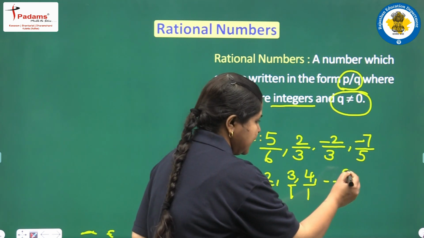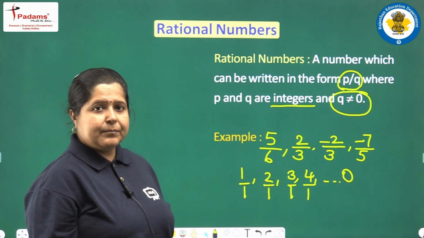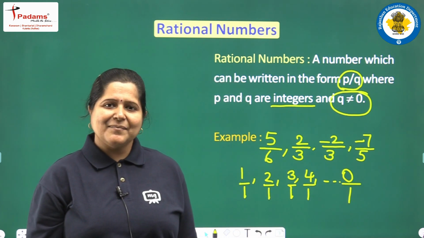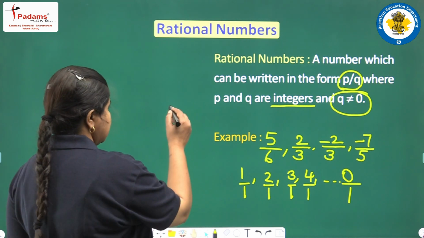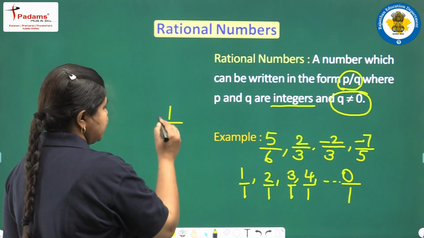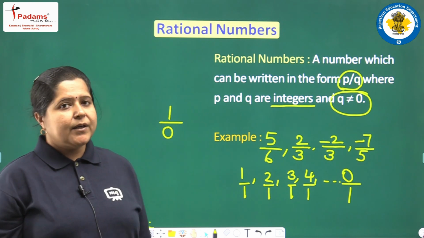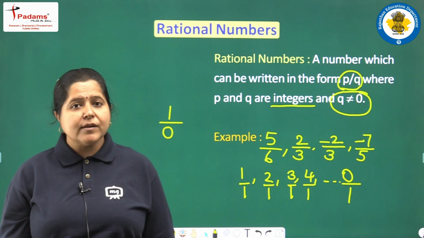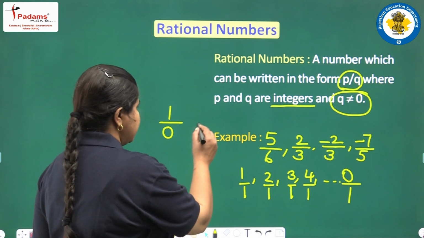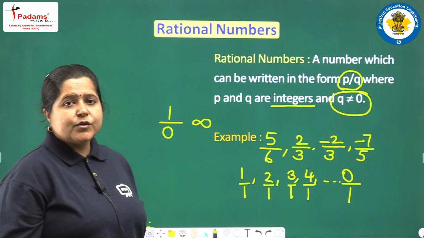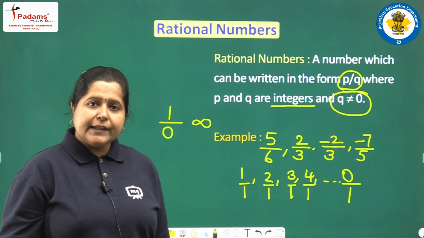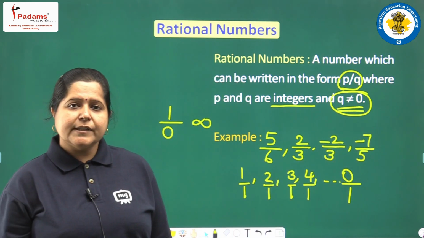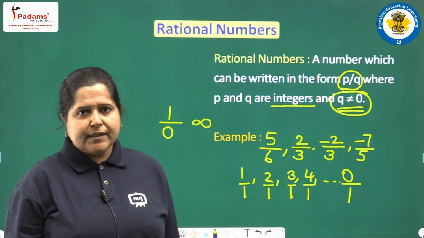Similarly 0. 0 is also a rational number. We can place 1 in the denominator and it becomes a rational number. But let us think about 1 by 0. Is it also a rational number? No, it is not a rational number because division by 0 is not defined and we give it a value which is called infinity. So it is not a rational number. Therefore this condition comes that q should not be equal to 0. The denominator should not be equal to 0.